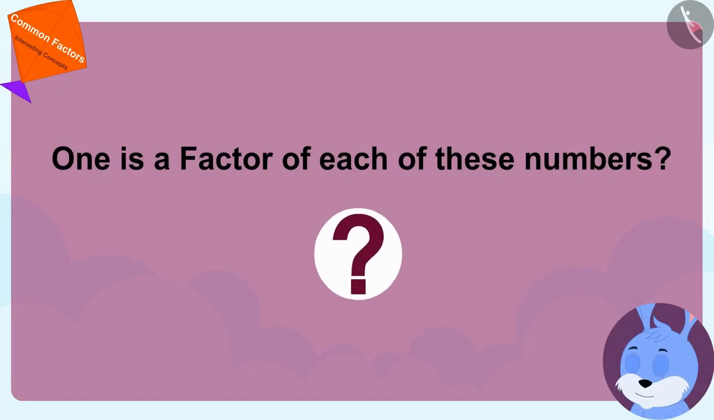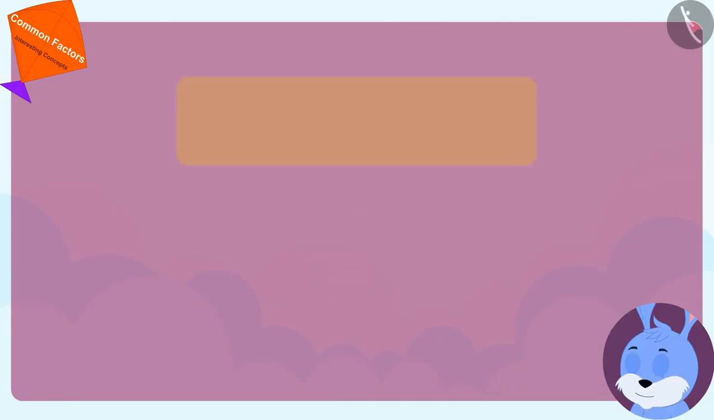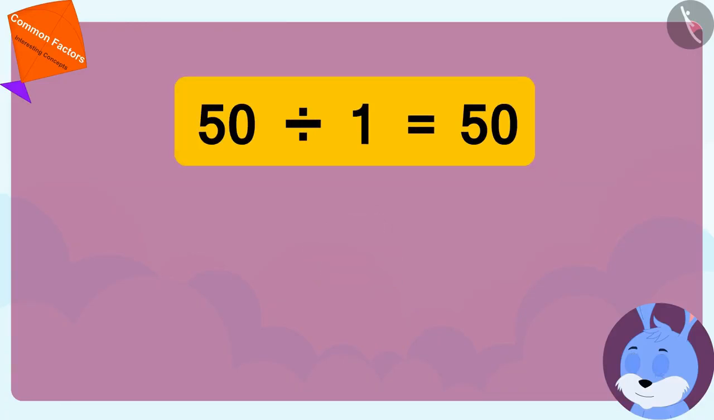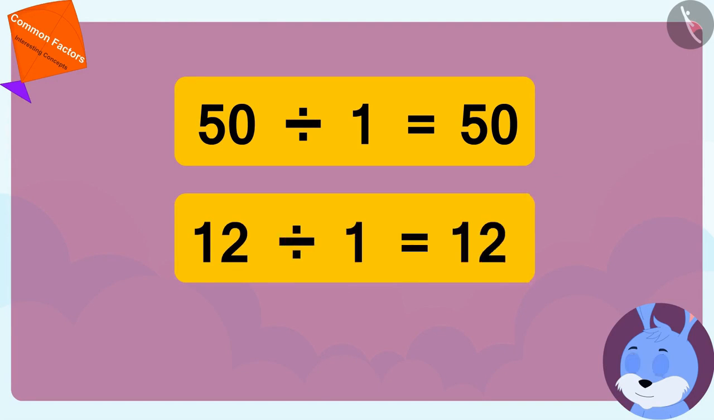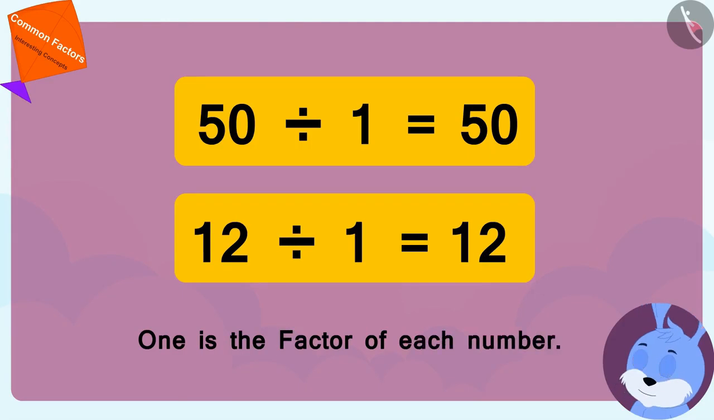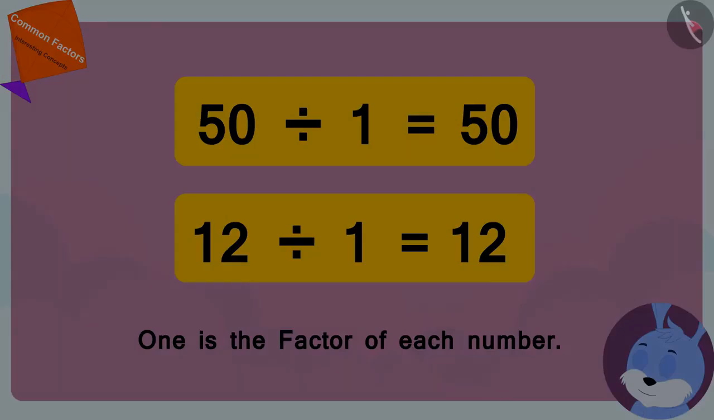Children, is what Bunny saying correct? Is 1 a factor of every number? We can divide any number by 1. So 1 is the factor of each number. Bunny's point is absolutely correct.